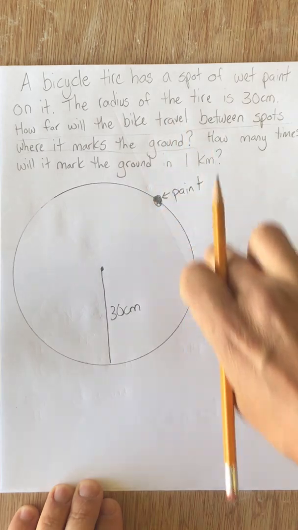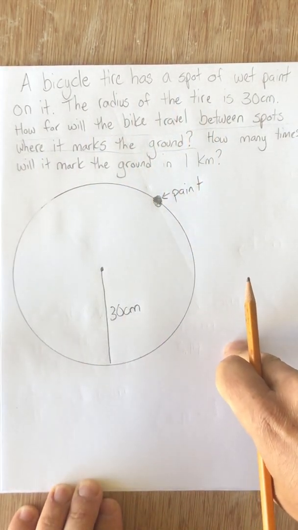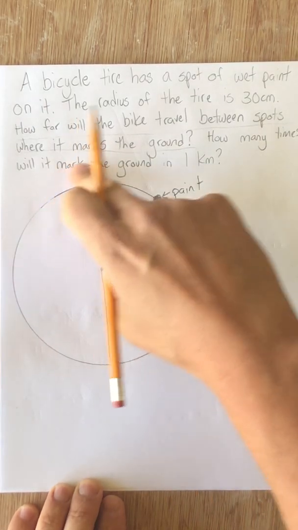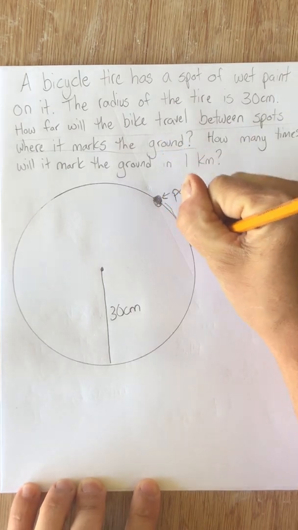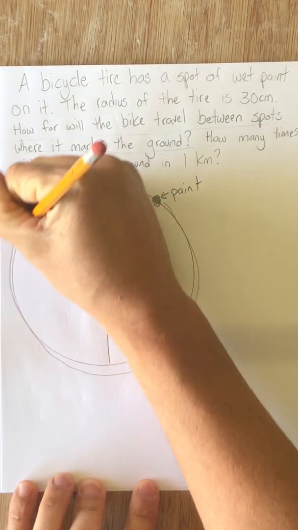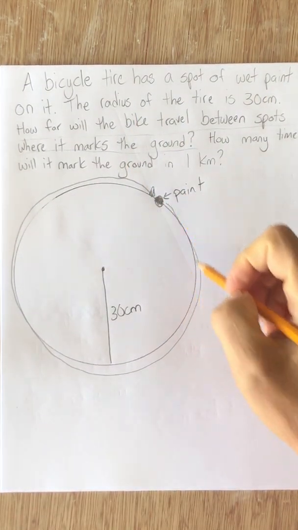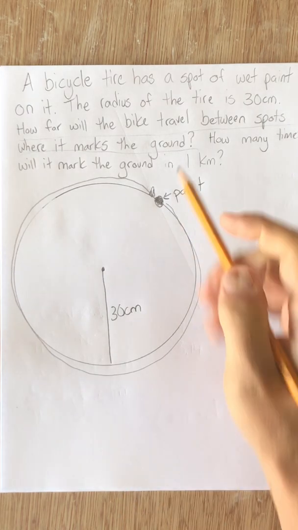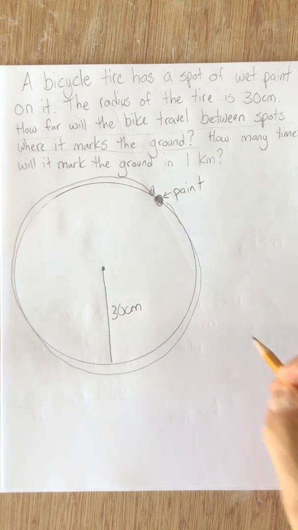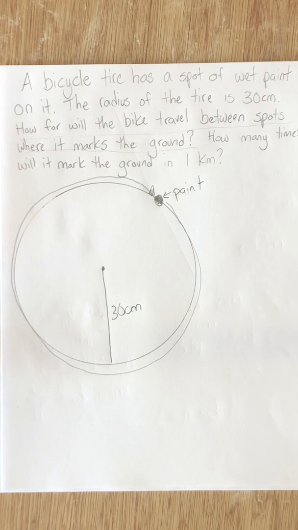So this tire is turning, and every time this spot here hits the ground, it's going to leave a paint mark. Well, how far is it going to travel between spots where it hits the ground? It's going to travel this far. It's going to travel a full rotation of the tire. What is that? It's going to travel the circumference. So every time the tire travels the distance of its circumference, this paint spot is going to hit back on the ground. So it's going to hit here, and then here, and then here, and so on.